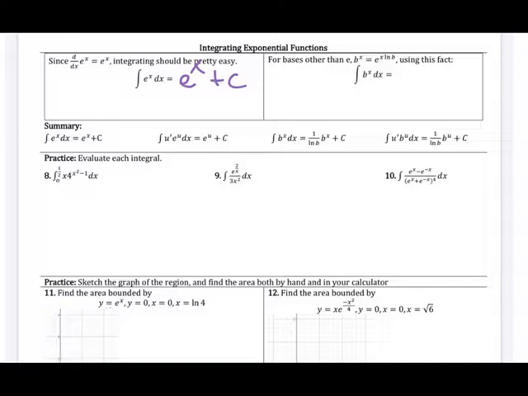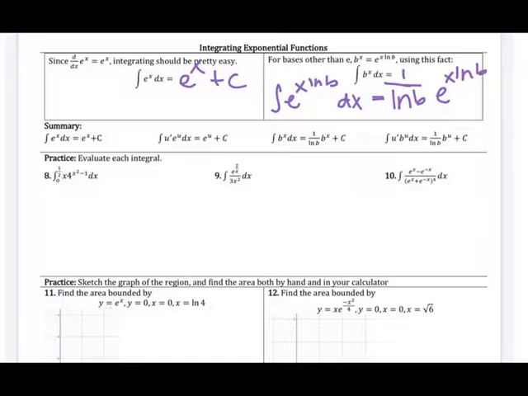If we are looking at b to the x, remember that we could change this to be the integral of e to the x natural log of b dx. And if we integrate this, think about the chain rule here. This would give us 1 over natural log of b times e to the x natural log of b.